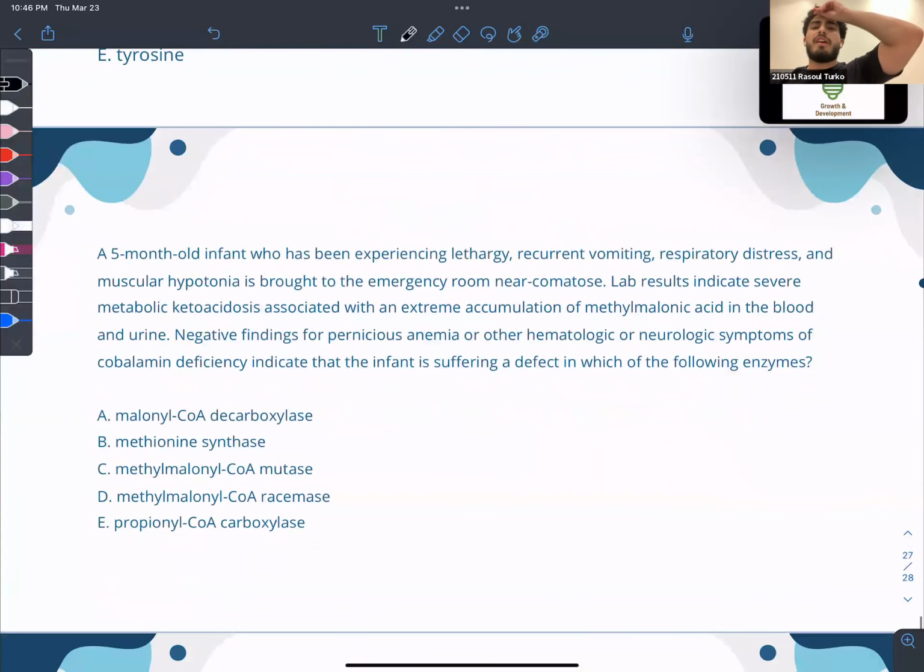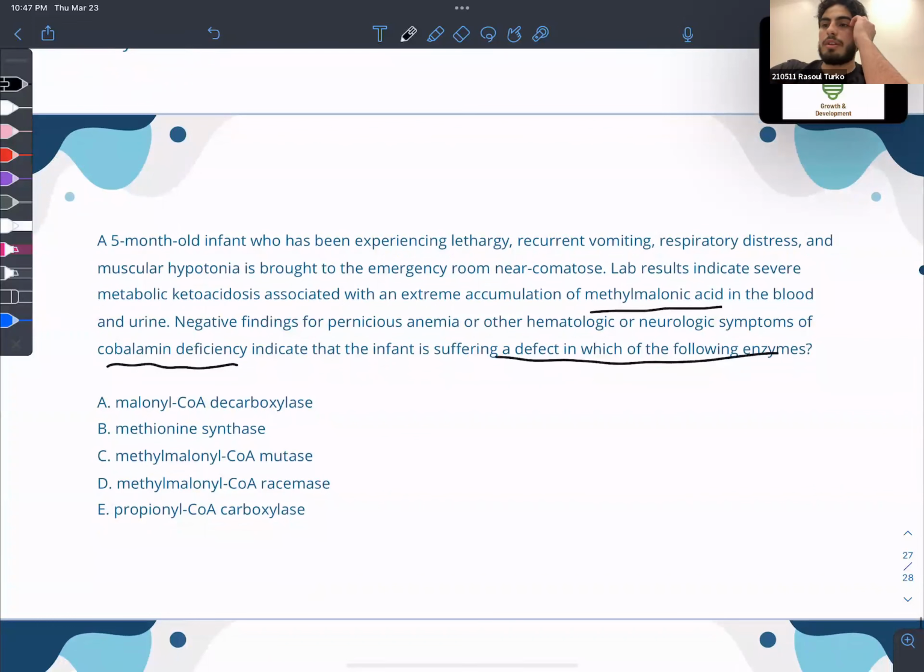Okay. So now a 5-month-old infant who has been experiencing lethargy, recurrent vomiting, respiratory distress, and muscular hypotonia is brought to the emergency room near comatose. Lab results indicate severe metabolic ketoacidosis associated with an extreme accumulation of methylmalonic acid in the blood. Negative findings for pernicious anemia or other hematological or neurologic symptoms of cobalamin deficiency indicate the infant is suffering a defect in which of the following enzymes? So which of the following enzymes need cobalamin as a cofactor? That's basically the whole question.